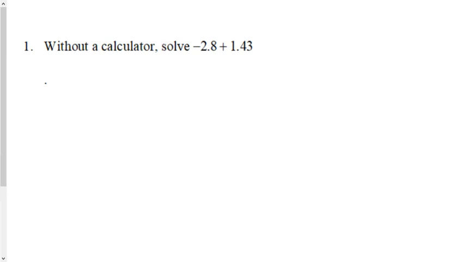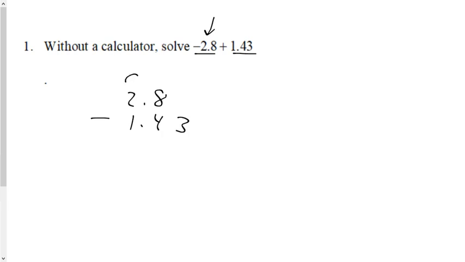It says, without a calculator, solve negative 2.8 plus 1.43. So without a calculator, when you're combining integers, if you're having negatives and positives and you're combining them, what you really want to do is find the difference between what you have more of and what you have less of. In this particular one, I have positives and negatives. I'm combining them by adding them. I have more negatives. So difference means subtraction.